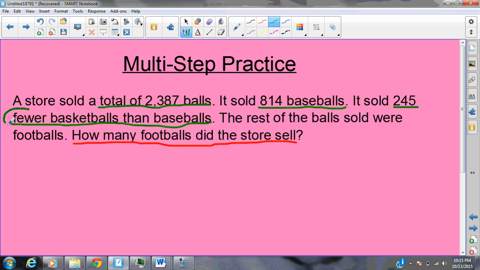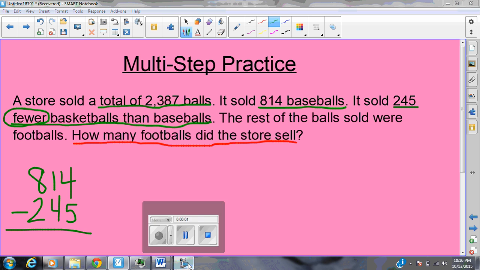One of the key words here is fewer. I know the word fewer means less than or a smaller amount of something. When I see fewer, I think, oh, I'm looking for this amount less than this amount because it compares the basketballs to the baseballs. So when I see fewer, I think of it just like the words how many more. It asks me to compare two amounts by finding the difference. And the difference means to subtract. So I know I want to compare these two amounts by finding the difference, or subtracting. So I'm going to subtract 814 minus 245.